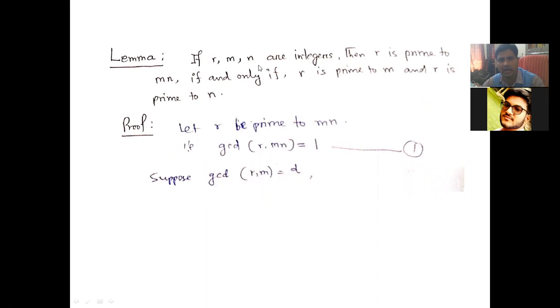Okay, so if m, n and r are integers, then r is prime to mn, this product mn, if and only if r is prime to m and r is prime to n. Means r is prime to m and n both, then we will say that r is prime to m into n. So let r be prime to mn. Therefore GCD of r comma mn equals 1, relatively prime उसी को ही कहते हैं जिनका GCD 1. Okay, so suppose GCD of r, m equals d.